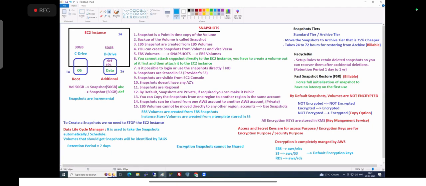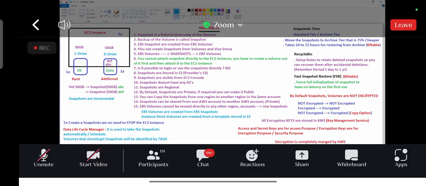Please repeat the copy option. Copy option: let's say the snapshot is not encrypted and you want to encrypt the snapshot. How do you do it? Using the copy option. There is an option called copy. Remember that when I go to the lab, I'll show you how to encrypt it.